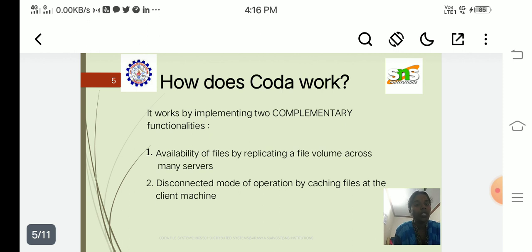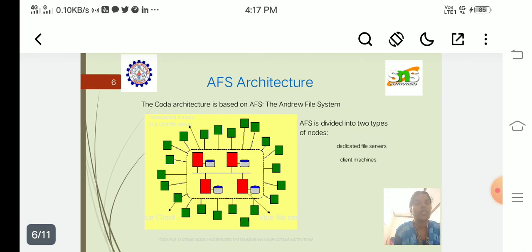It works by implementing two complementary functionalities. One is the availability of files by replicating a file volume across many servers, and the other is a disconnected mode of operation by caching files at the file client machines. The AFS architecture of the CODA file system is divided into two types of nodes: dedicated file servers and client machines.